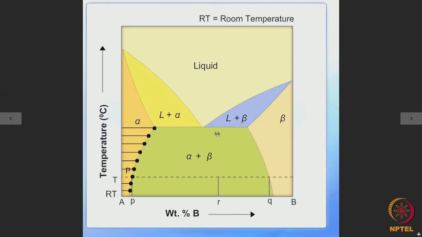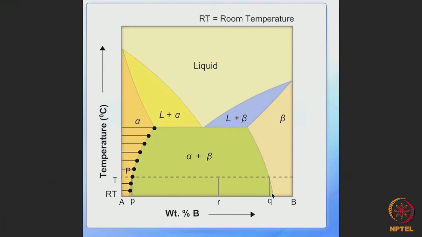Similarly you can do it by taking a large number of alloys on this side and getting their XRD patterns and figuring out when the alpha phase completely disappears, and those points can be joined by a simple curve to show the solvus line. So, this is all about the disappearing phase method.